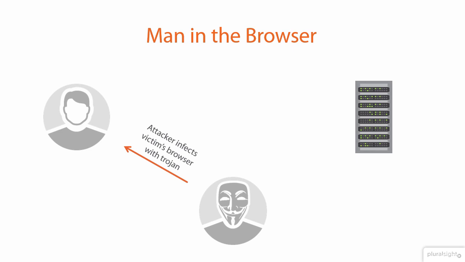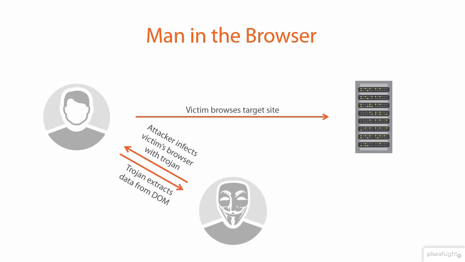Conversely, when we're just talking about browsers, we've seen browser plugins or extensions which have been malicious in the past. And the key thing here about a man-in-the-browser attack is we're saying that there is malicious software that's running in the browser. Now what that means is that when the victim browses a target site, the Trojan can execute and extract data from the DOM.